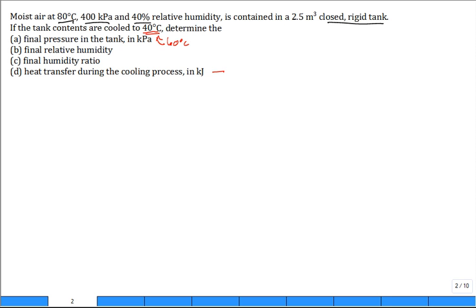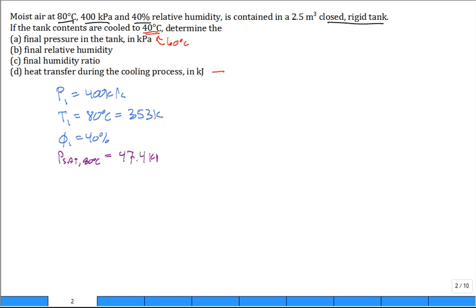I'll try and put them in a column format. You had the initial pressure of 400 kPa. Then you had the initial temperature of 80 degrees C, and you're going to every now and then need it in Kelvin using the ideal gas equation. And the relative humidity was 40%. These were all given, true? You can look up the saturation pressure at 80 degrees C, and you find that that's a whopping 47.4 kPa.